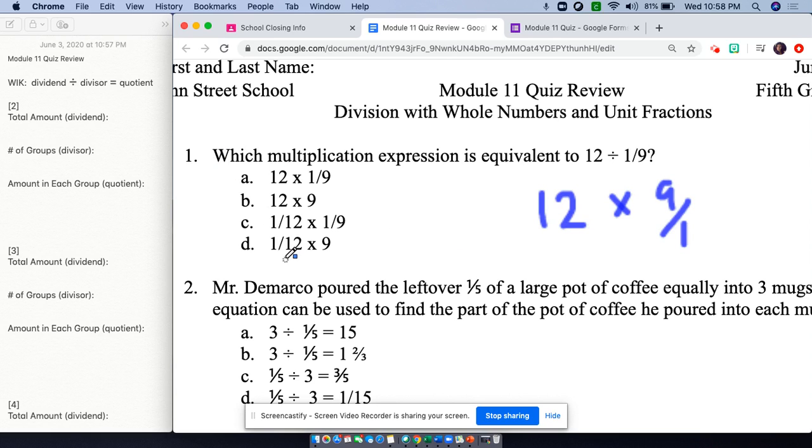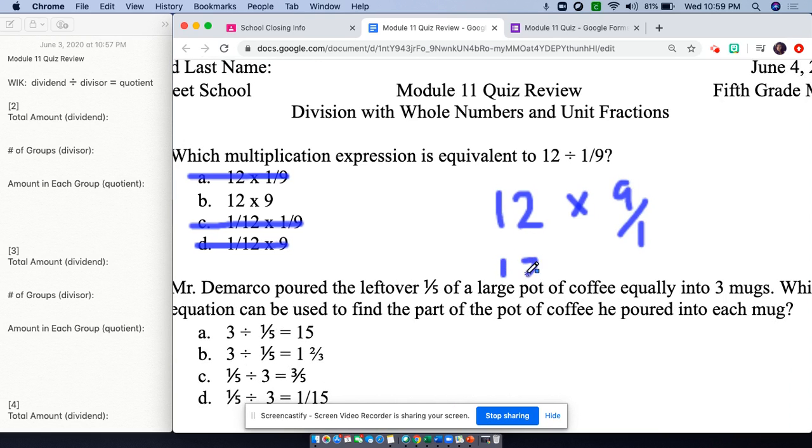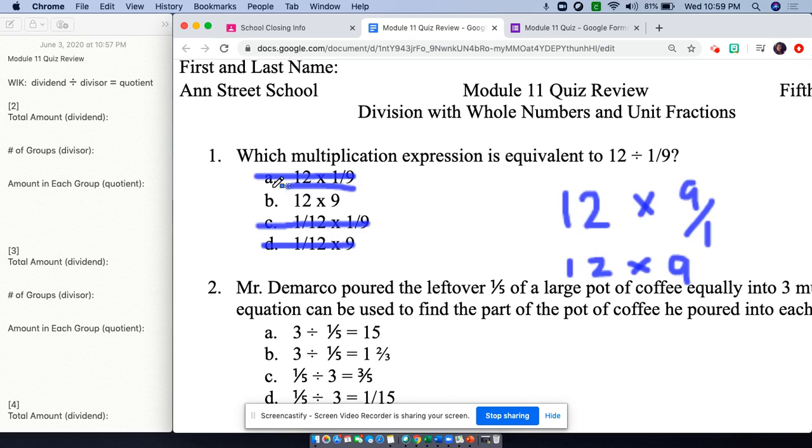Based on my options, I already know that if I'm going to keep my dividend, then I can't possibly choose C or D because they flipped my dividend. Okay? And then same thing goes for option A. They kept my divisor. I have to flip my divisor, so I can't possibly have A as my option. And if you're noticing, this 9 is not over 1. Another way to read 9/1 is just as 9. 9 divided by 1 equals 9. So this is equal to saying 12 times 9, meaning that the answer for question number 1 is B.